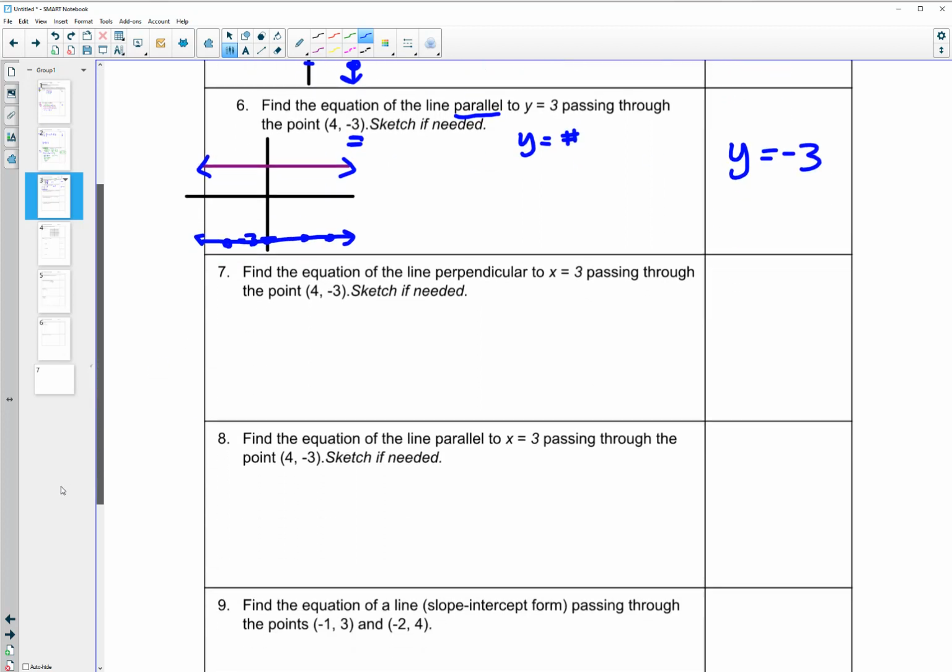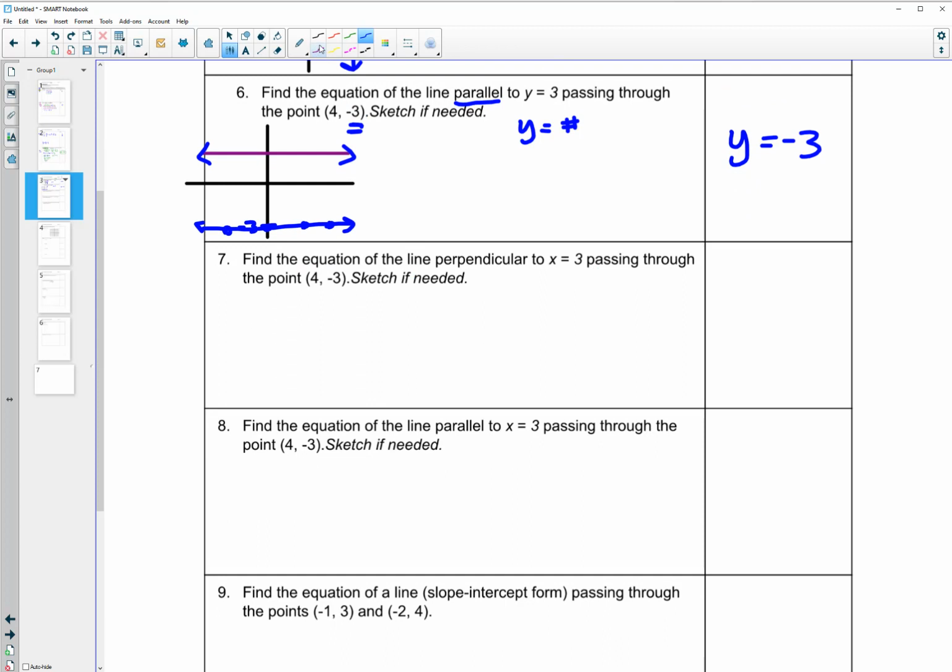Okay, number 7, find the equation of a line perpendicular to x equals 3. Well, x equals 3 is a vertical line. So we're obviously looking for a horizontal line, right? Let's make our x and y axes. Let's draw the line x equals 3. 1, 2, 3. Put arrows on the end of it.